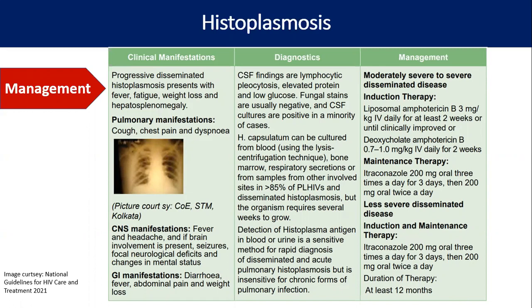Now, management: moderate to severe disseminated disease, induction therapy with liposomal amphotericin B, 3 milligram per kg daily for 2 weeks or until clinically improved, or deoxycholate amphotericin B, 0.7 to 1 milligram per kg IV daily for 2 weeks, and maintenance therapy with itraconazole 200 milligram thrice daily for 3 days, then 200 milligram twice daily. And for less severe disseminated disease, induction and maintenance can be done with itraconazole 200 milligram thrice daily for 3 days, and then 200 milligram twice daily. Duration of therapy must be 12 months.